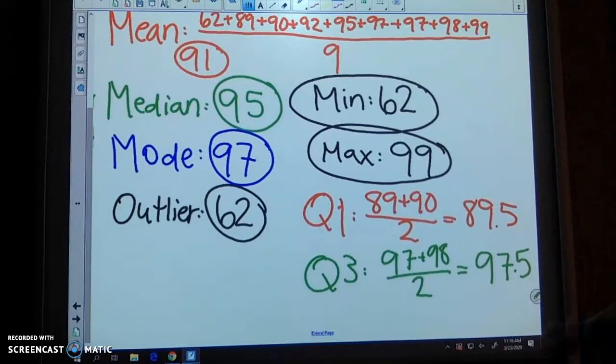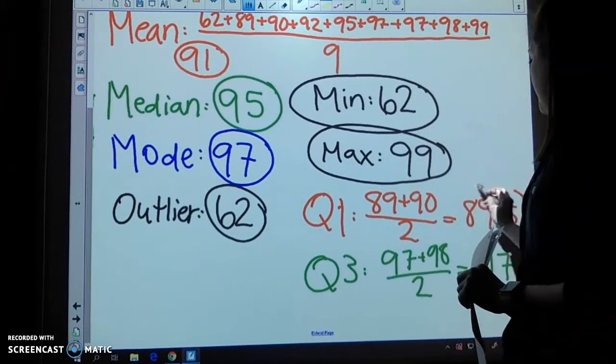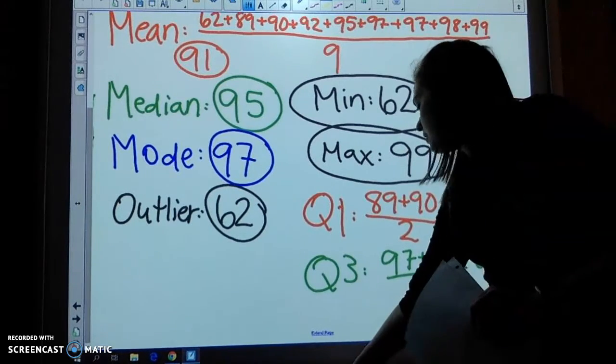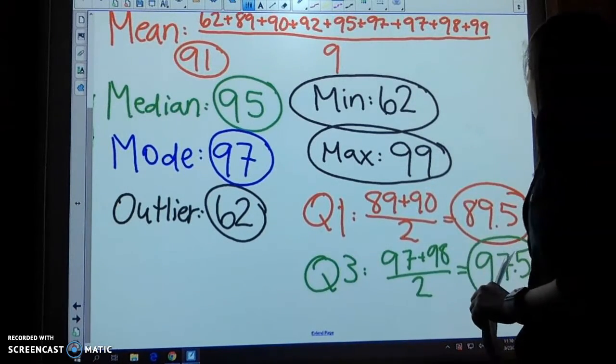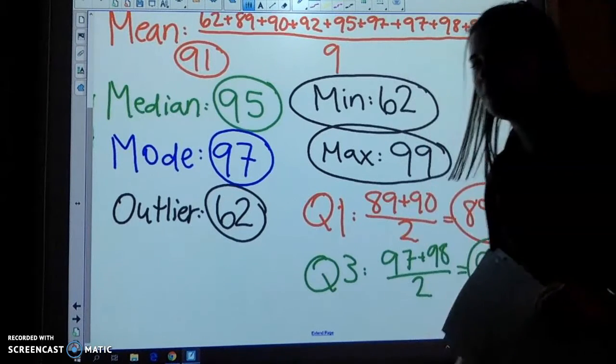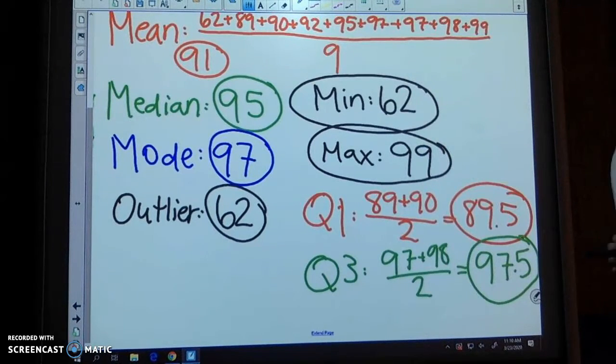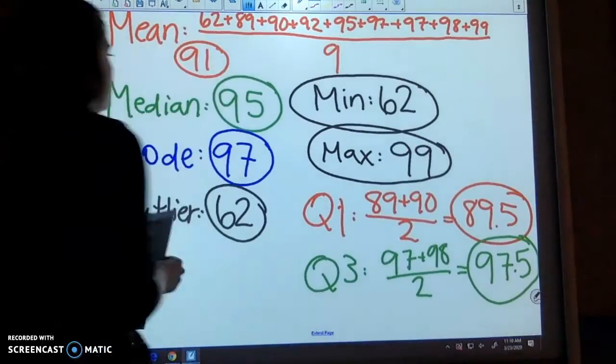All right, take a moment to pause the video, process everything we've done so far, maybe catch up. That's the perks of video recording. You guys can pause me at any time you want. You don't have to ask me to slow down. And we're going to move on to how to make our box and whisker plots. They are so much easier than you think once you have all this information down.